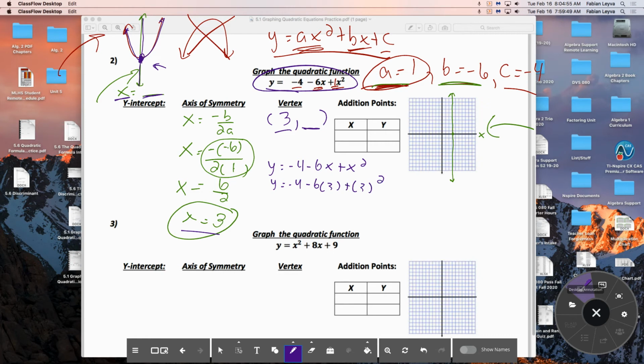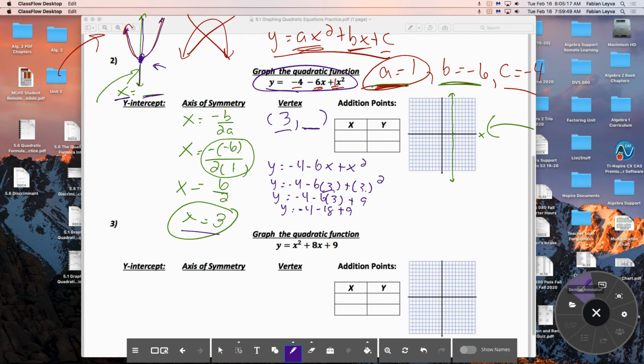Now I'm checking back, making sure everything's okay. Now I just got to do the math. I always like to start with my exponents first. So I end up with -4 minus 6 times 3 plus 3 squared, which is a +9. Then I go on to multiplying. -6 times 3 is going to be a -18.